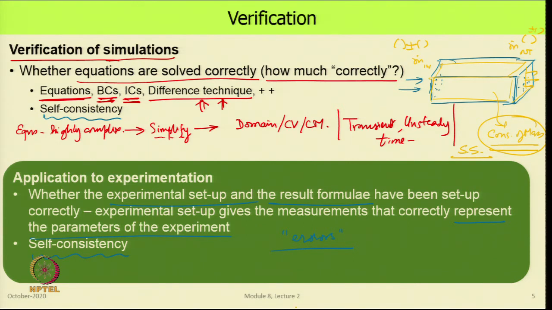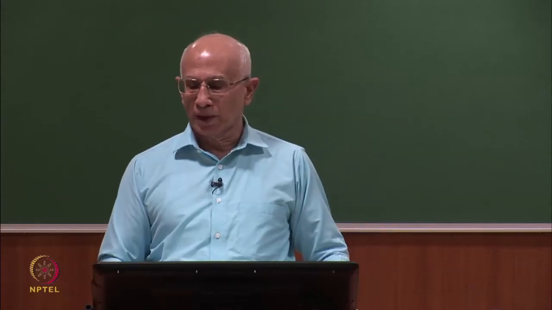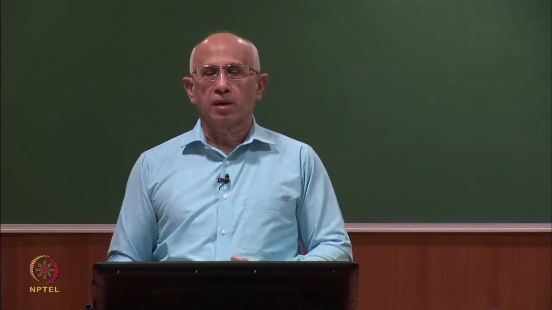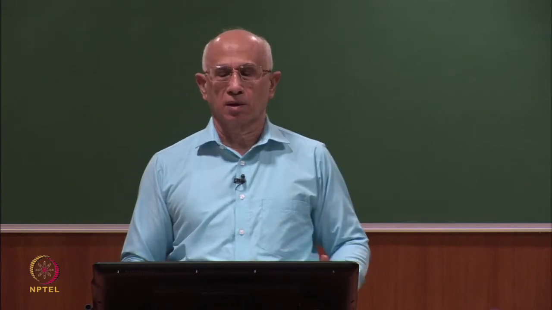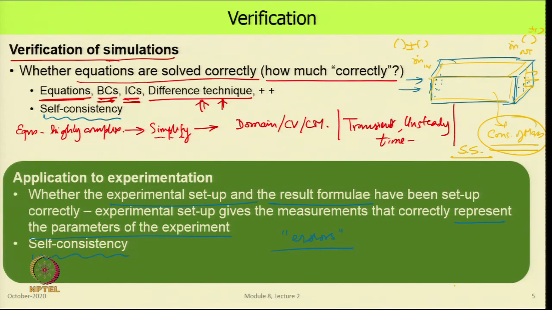Once we have done that, only then everything else that we interpret from this experiment, or in the case of the numerical simulation, is trustworthy, and then it will tell you to what extent it is trustworthy. So, that is an example of self-consistency. So, this is about verification.